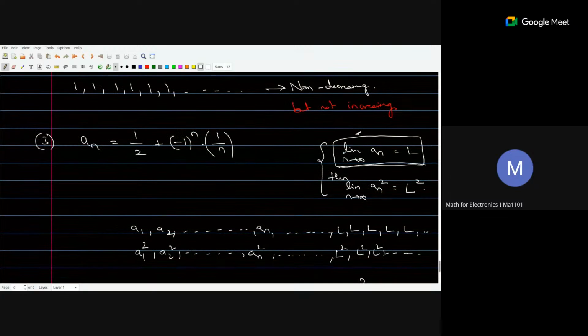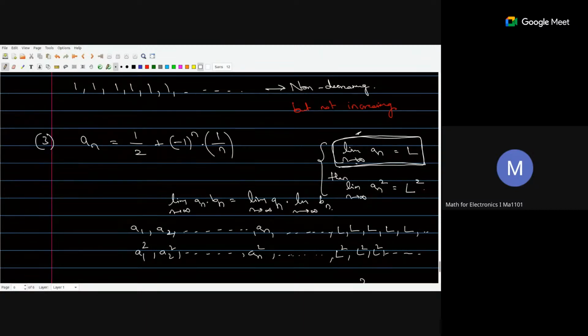See, if limit an is going to some L, you have many properties, right? One good property is limit n tends to infinity of an times bn. If both the limits exist separately, then I can write it as limit of an times limit n tends to infinity of bn. So instead of bn, if I take an only, what happens? Limit n tends to infinity of an square will be equal to limit n tends to infinity of an, whole square. So we'll get it. Okay.